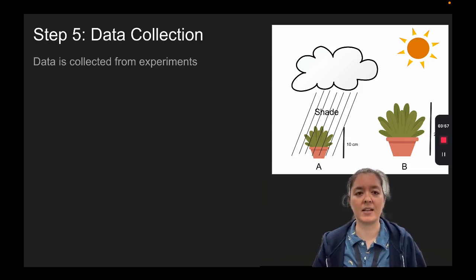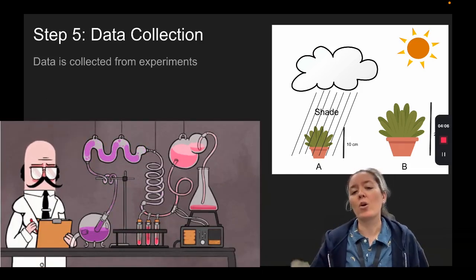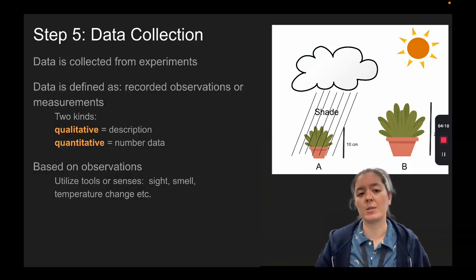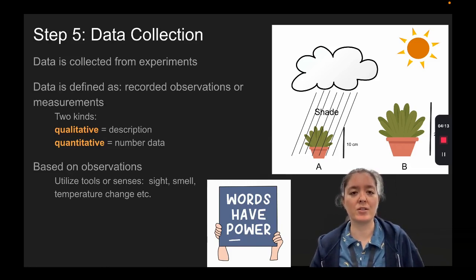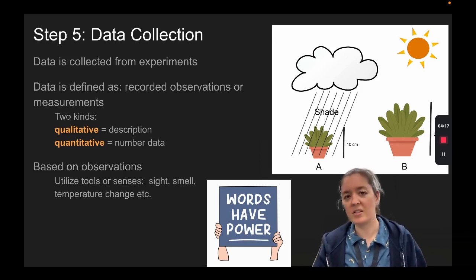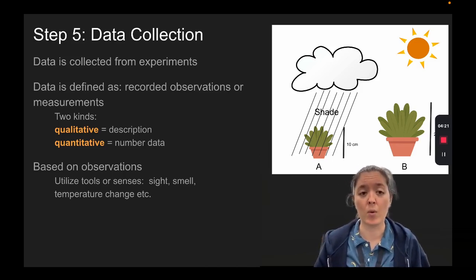Step 5, data collection. Data is collected from experiments. We have to record those observations or measurements. There are 2 kinds of observations. We have qualitative observations, which are a description. We're using words to describe something that we're seeing, or hearing, or smelling, or whatever we're using our senses for.